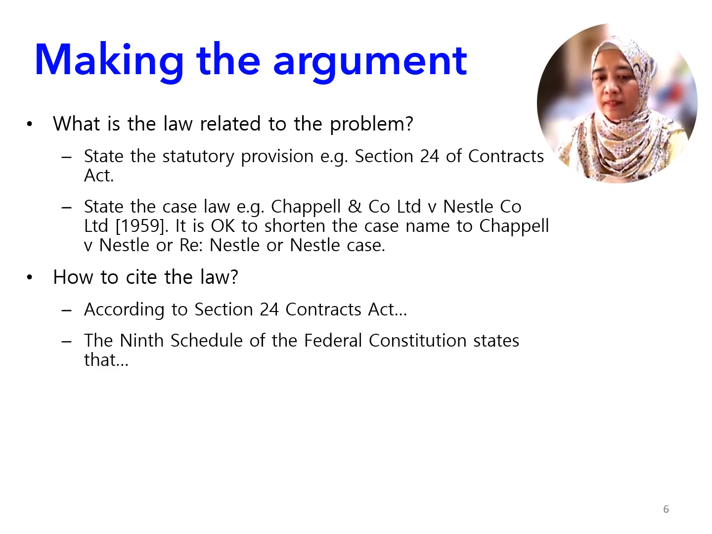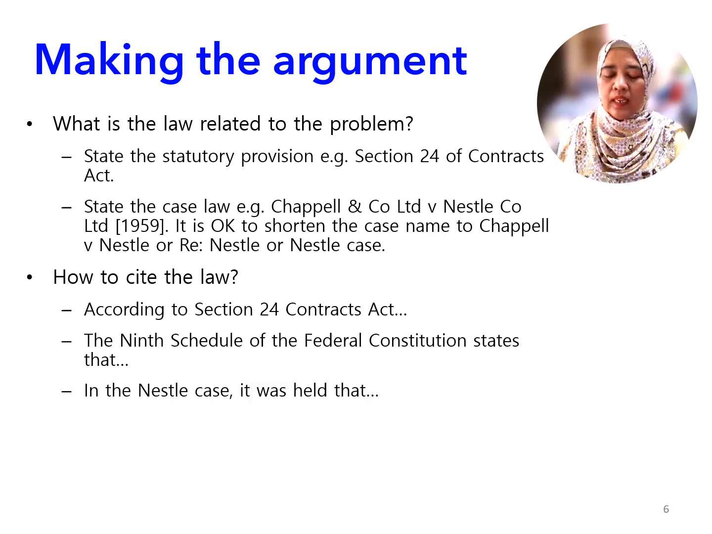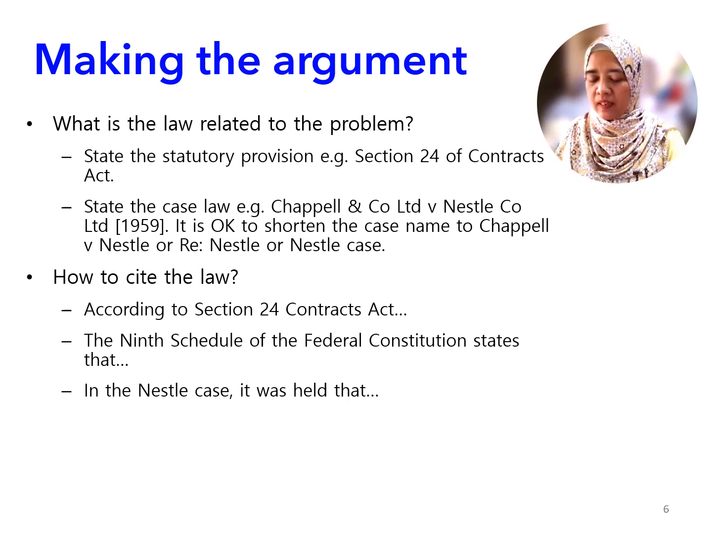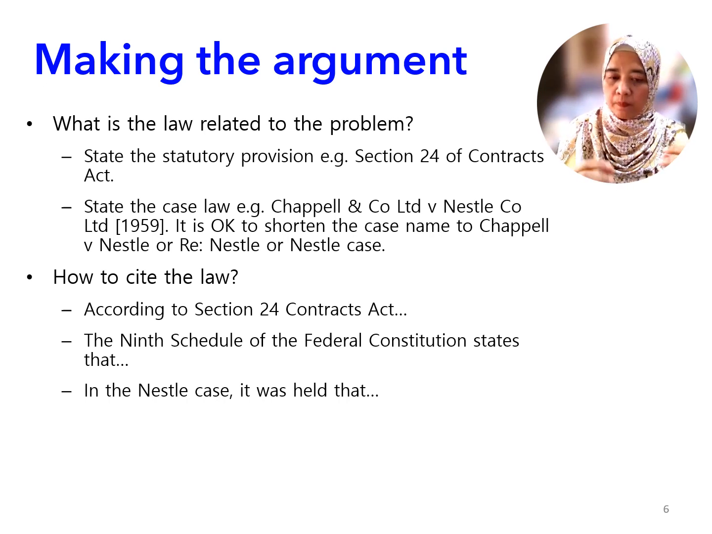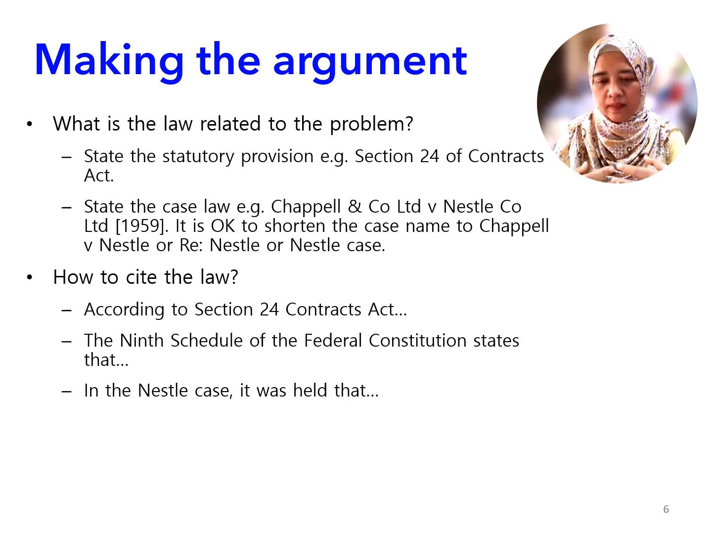Next, you can put the provision first, the statutory provision first. You can put the article of the federal constitution first. "The 9th Schedule of the federal constitution states that", "Section 5 National Land Code states that", "Section 2 Housing Development Act states that". So the provision is in front and then "states that". Or you can say "in the Nestle case, it was held that", where you use the judgment or decision from a case law. "In the Donoghue and Stevenson case, it was held that the manufacturer owes a duty of care." That is the gist of the decision in Donoghue and Stevenson that you want to use in the current case.